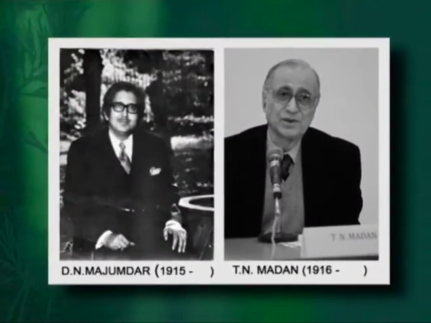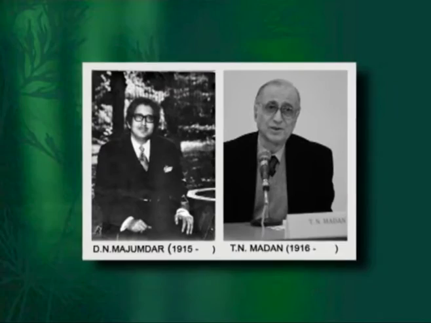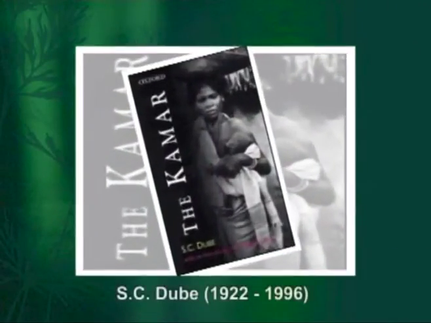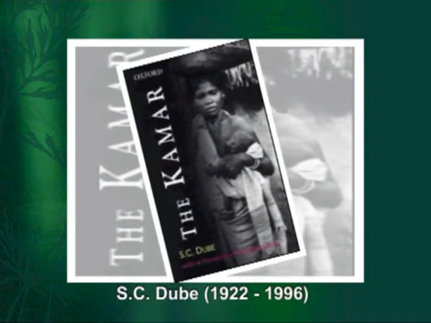Majumdar and Madan in 1956 also refer to these zones and present a somewhat similar distribution. They have called them Northern and Northeastern Zone, the Central or Middle Zone, and the Southern Zone. Dubey in 1960 has classified the geographical regions of the tribals into 4 zones: the North and Northeastern Zone, the Middle Zone, the South Zone, and the West Zone.